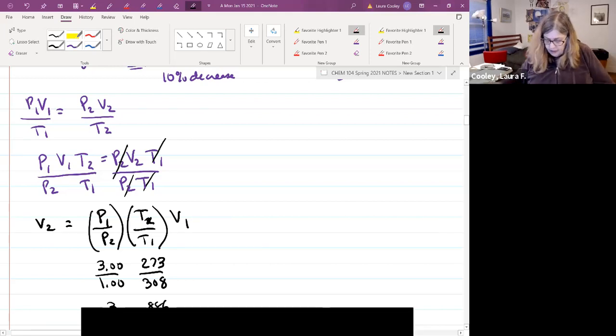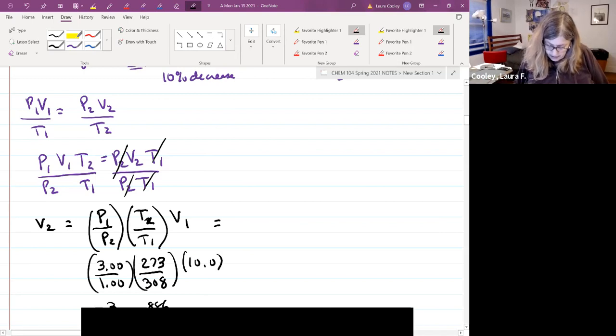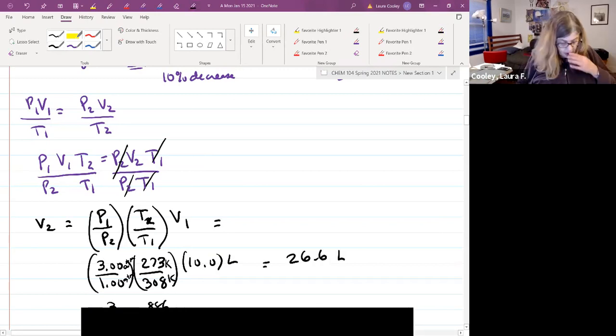89.886, that's what it is. So instead of multiplying by 3 and getting 30, it's a little less than that. And so when you put all these numbers in, this times 10, and you multiply, the kelvins will cancel here, of course, atmospheres will cancel, and you'll be left with liters. And it comes out to, like I said, 26.6 liters.